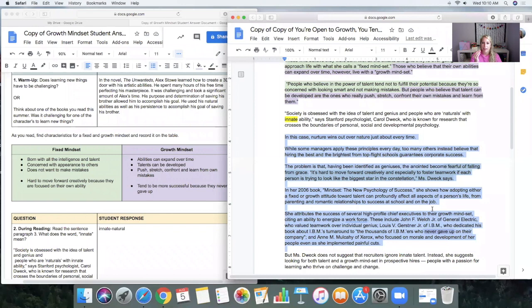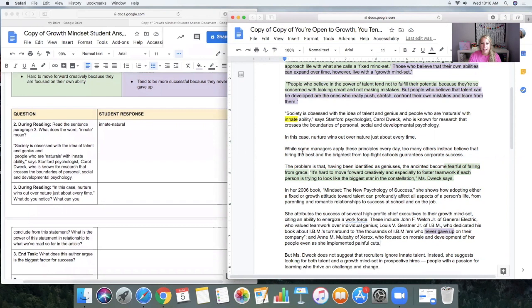All right, looking at paragraphs 4 through 8, I went ahead and added to my chart, and we see here that for people with a fixed mindset, it can be hard to move forward because they're so focused on getting something wrong or focused on what they can produce. And we see those with a growth mindset tend to be more successful because they are persistent and they do not give up.